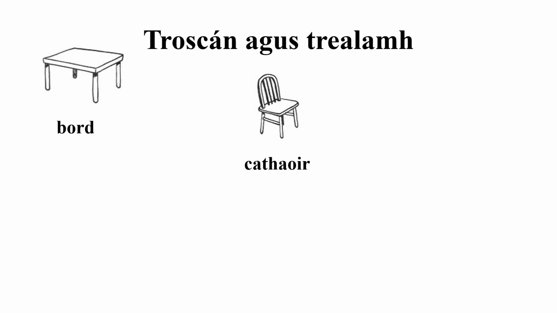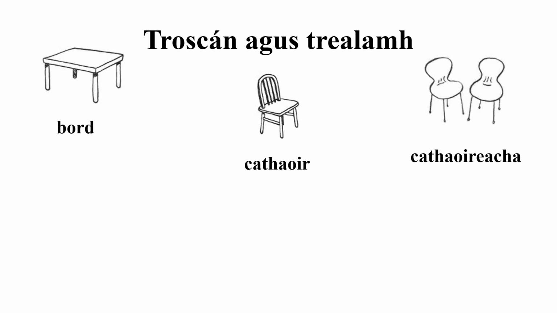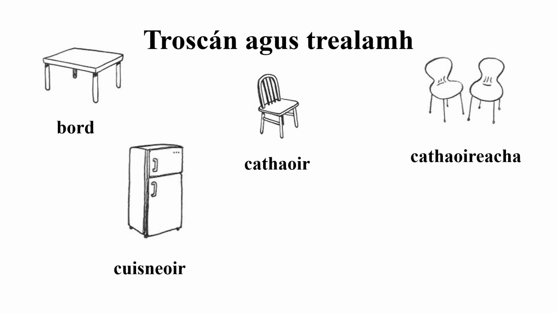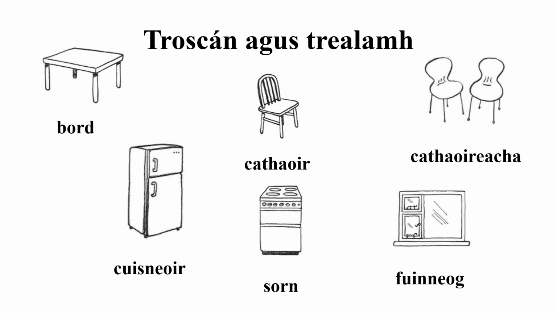Troscán agus trealamh. Troscán, furniture, trealamh, appliances. Board, table. Chathaoir, chair. Chathaoireacha, chairs. Cúisneoir, refrigerator. Soirn, stove. Fuinneog, window. And now I'll have you repeat after me.